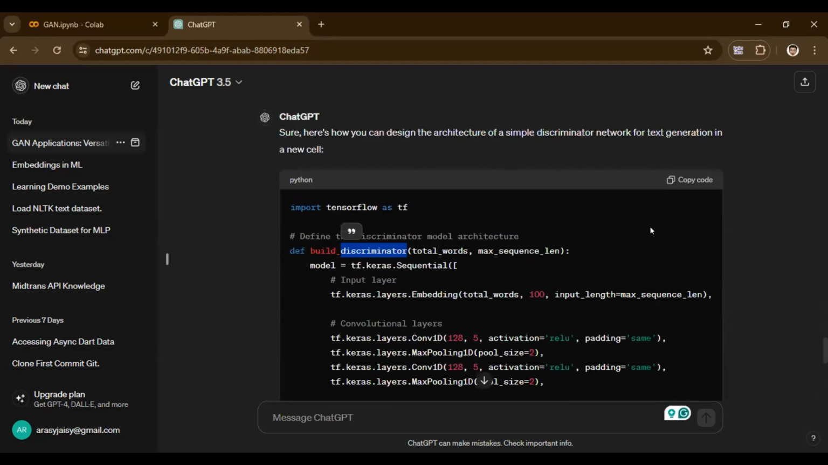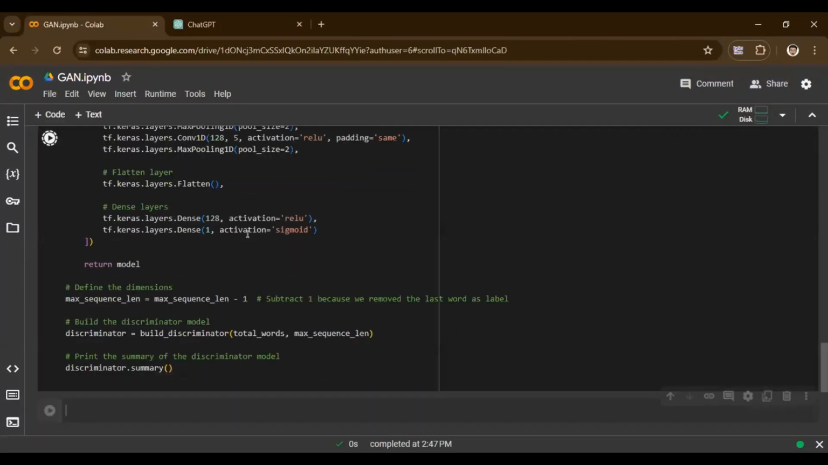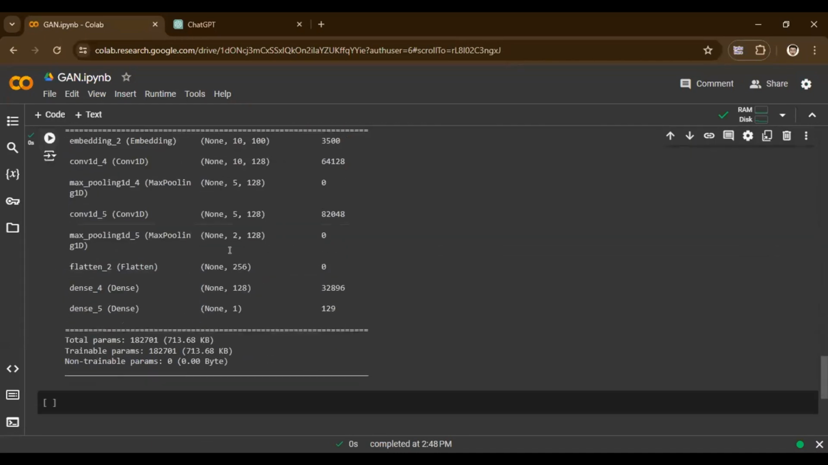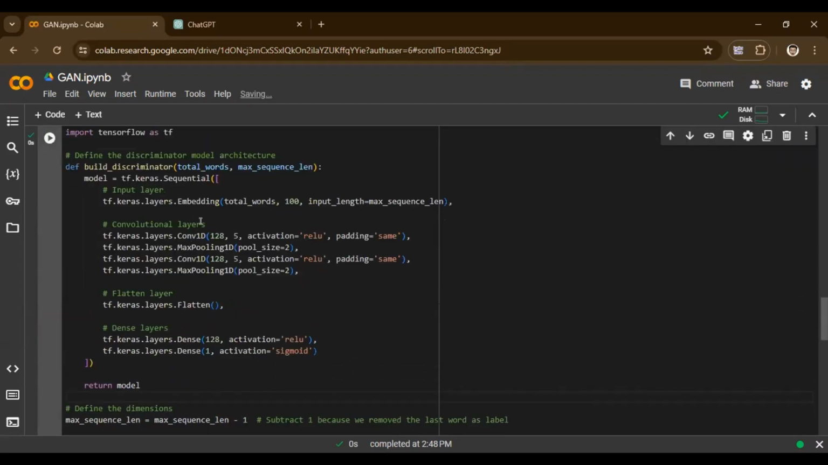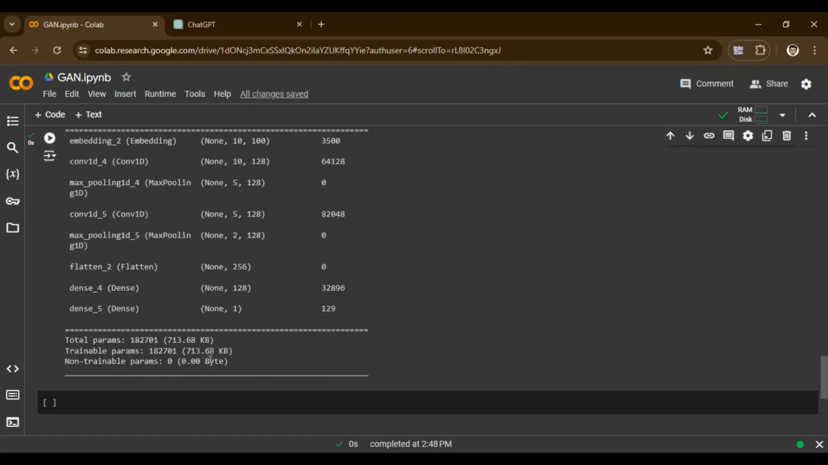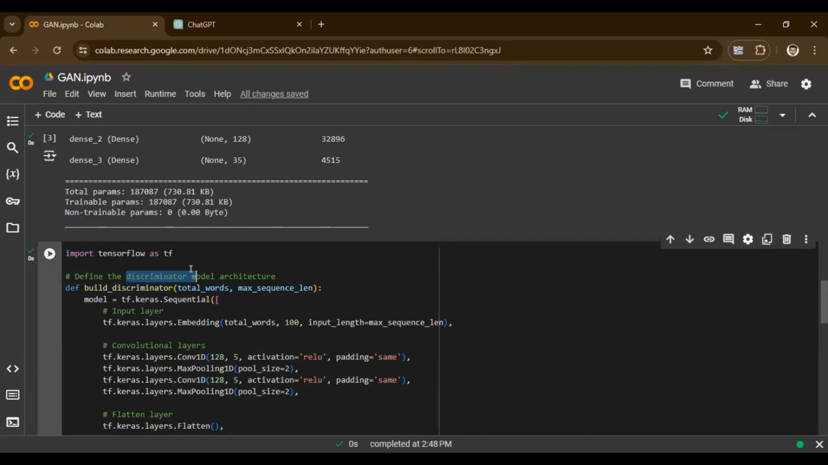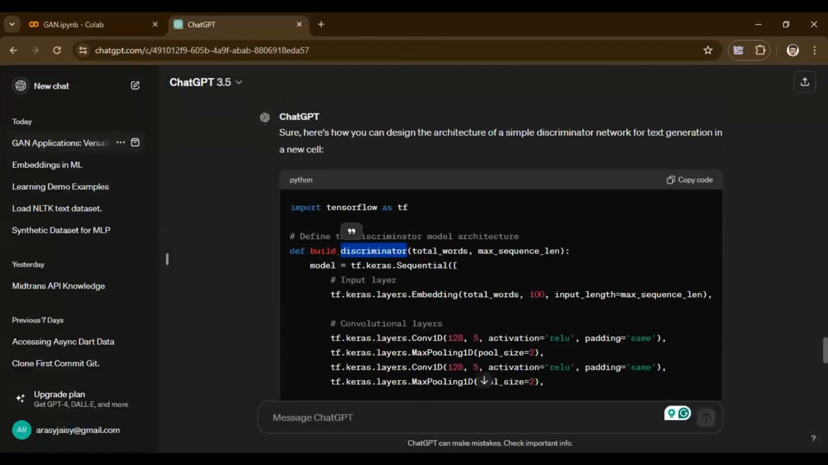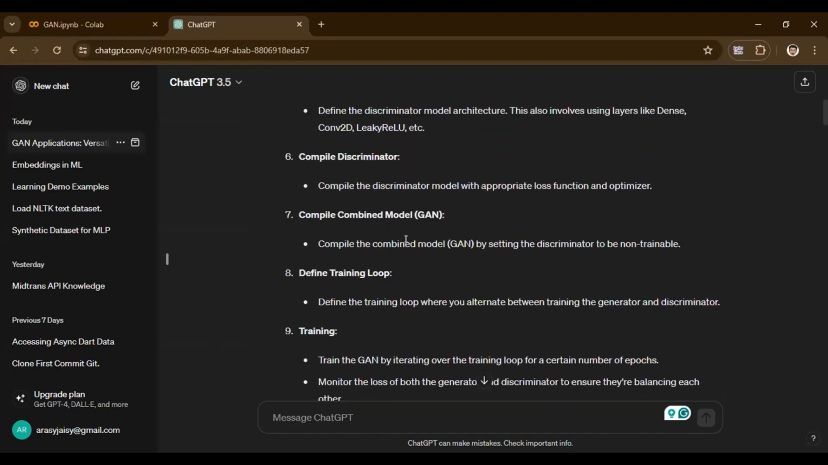And let's see how it implements it, the discriminator model. Okay, there are no errors. So this will be our second sequential model using ReLU. And let's see. For this one, the params will be 182,000. And this will be our architecture for the discriminator model. So as you can see, we have already done the first two steps of creating our own GAN model.